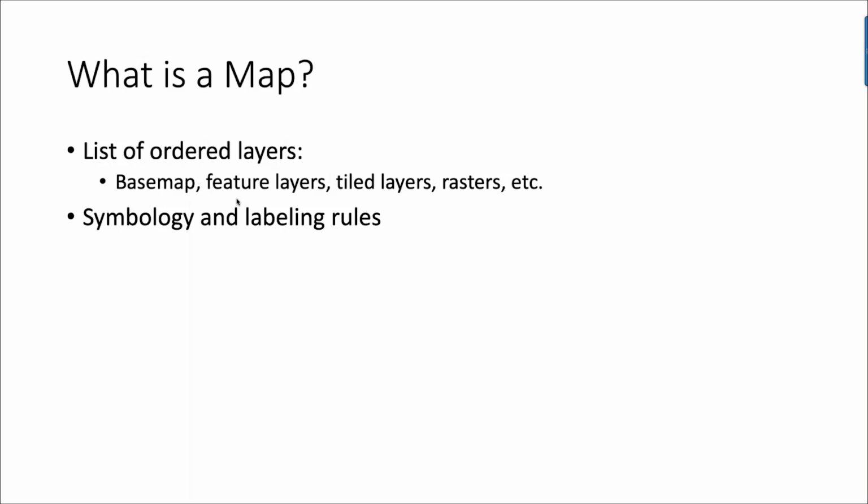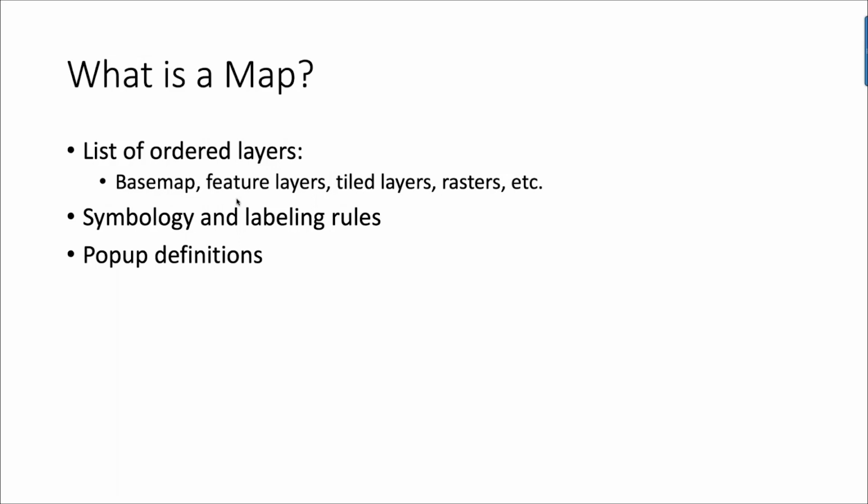A map also includes rules about symbology and labeling. What do these features look like when they're on your map? It's just a polygon, but according to its attribution, how should it be displayed? Should it have a thicker border, thinner border? Should it be filled? Things like that. And then the labeling rules. How exactly should we mention attribution on the map? Station names, for example, if you drop a layer of stations on your map.